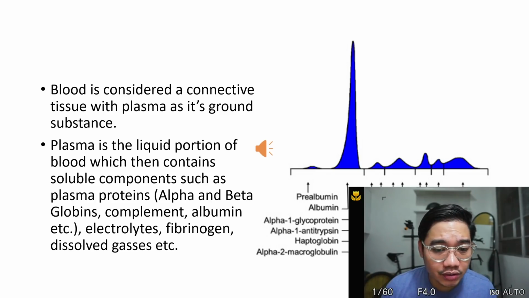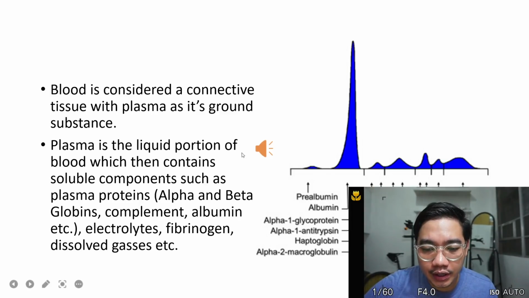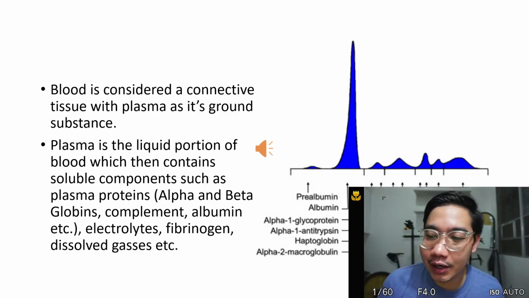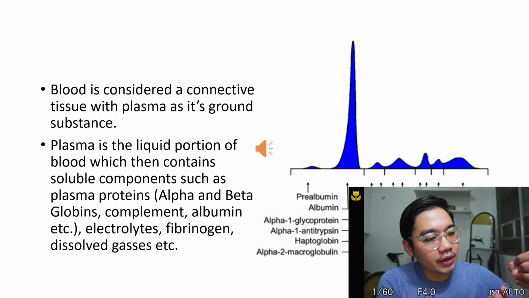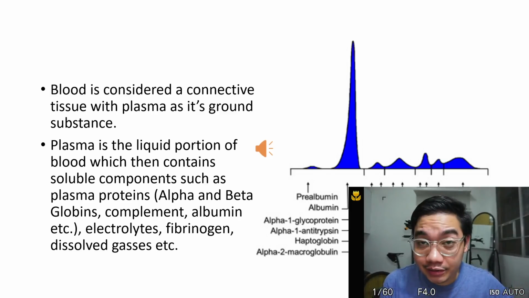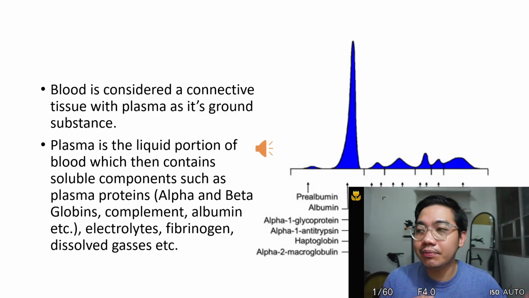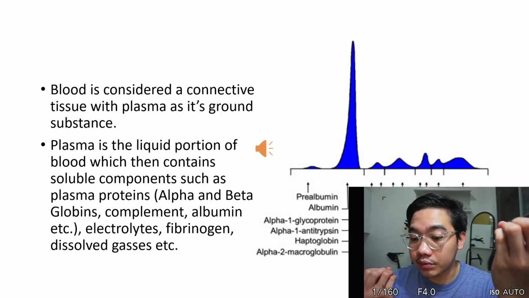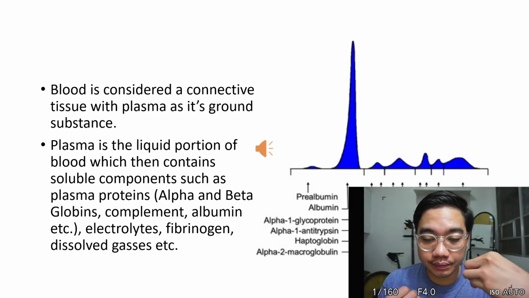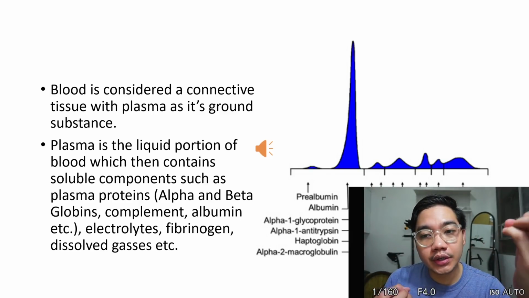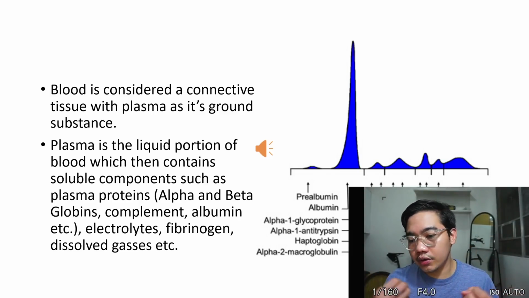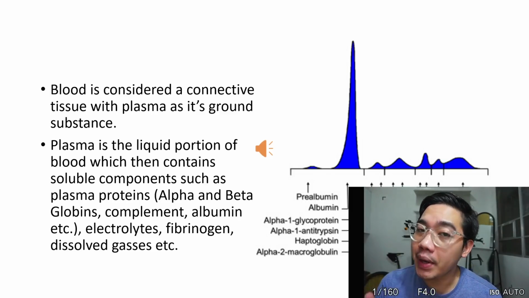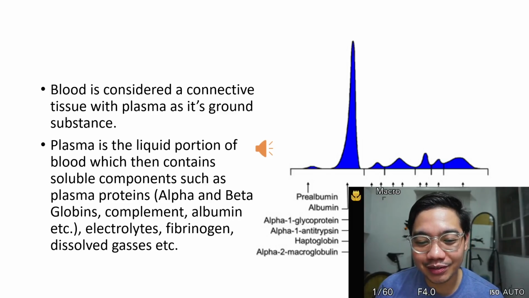So, it's considered a connective tissue, no? Because what is connective tissue? Connective tissue simply means that there is what we call a ground substance, something that connects the two cells, no? These two cells may produce the ground substance, as with your cartilage and your bone. They produce osteoid, no? So they produce your cartilaginous material, so they connect each other. But with blood, the cells are suspended in the ground substance, which is your plasma.